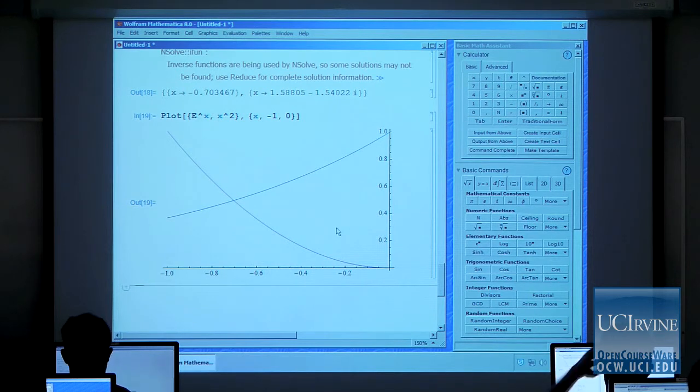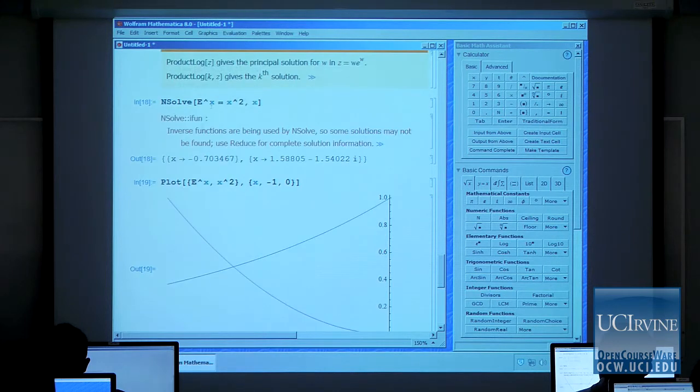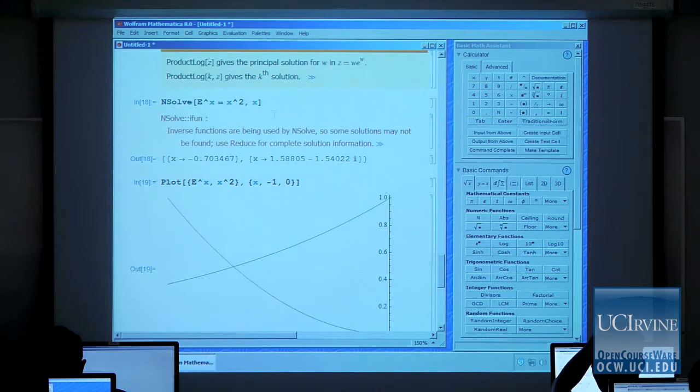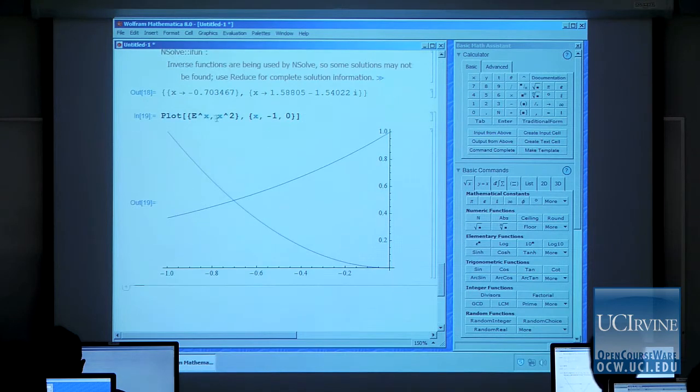Now, there's another command that can generally succeed when you have problematic cases. So here, in fact, we saw that solve gave us something that didn't look very useful. nsolve produced a number, but it has this sort of worrisome warning.